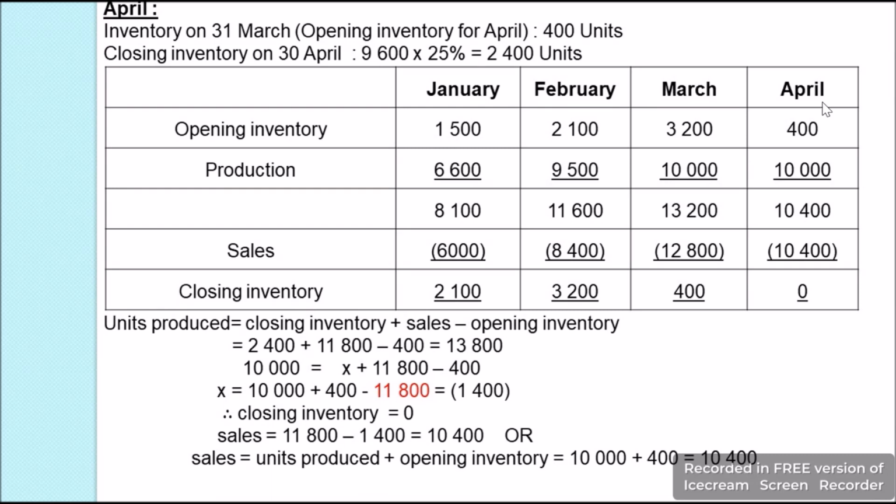Now let's complete the budget for the month of April, which will be the opening inventory of 400 units plus the production of 10,000 units, and this total will be 10,400 units. Our sales will be 10,400 units, which will be subtracted from the total, and we'll get the closing inventory as 0. With this, we have completed this bit.